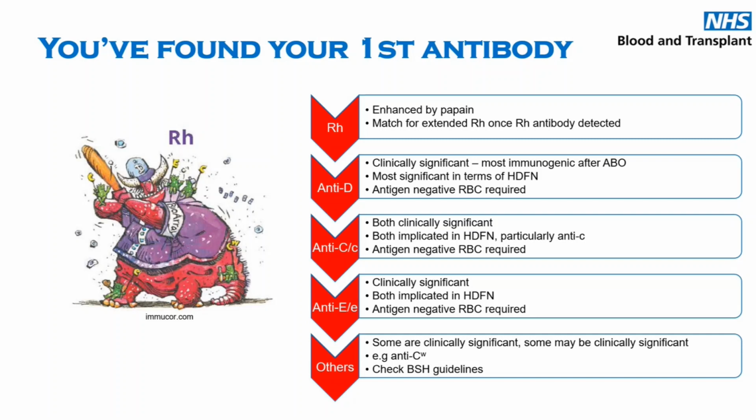So say something like an anti-Cw, that may be clinically significant, but you can just get away with giving cross-match compatible by IAT. You don't have to give antigen-negative blood because about 97% of your donor population are going to be negative for Cw. So you don't have to specifically select Cw negative.